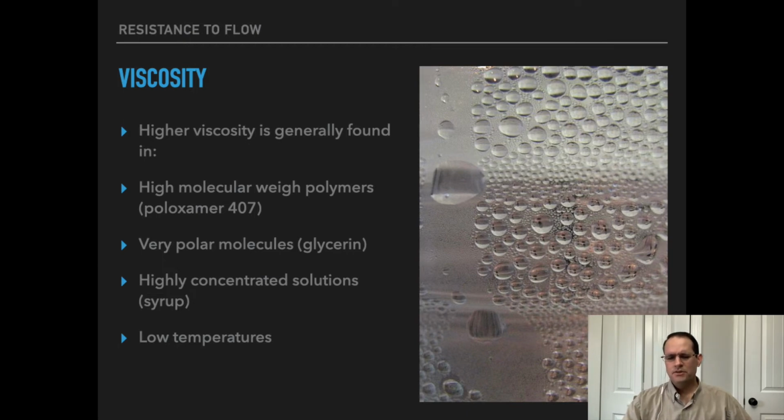Now, viscosity can generally result if you have high molecular weight polymers, such as poloxamer 407. So here's a mouthwash, and it's kind of thick, all right? It's not as free-flowing as water is, and they add thickeners to this so that when you pour it out, it doesn't splash as easily, okay? It also contains glycerin. Glycerin is a very polar molecule. It's a small molecule with 3 OH groups, so it's a very polar molecule that's going to thicken the solution as well.